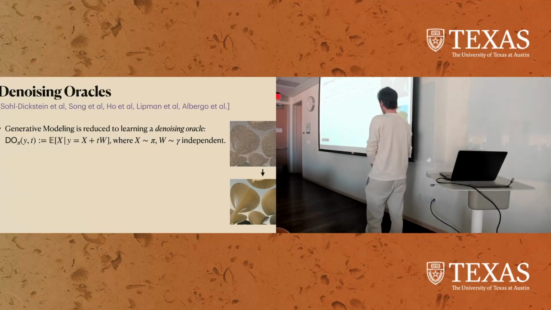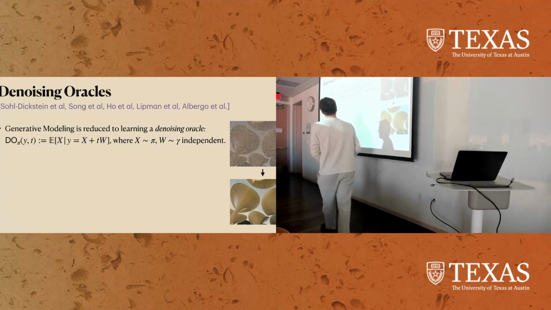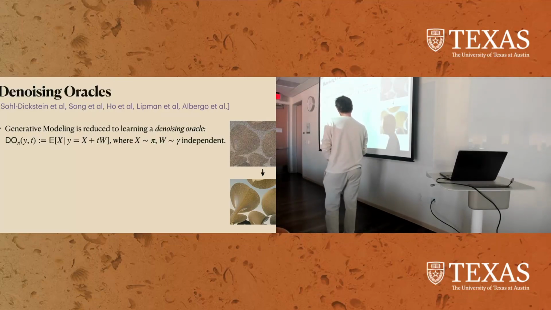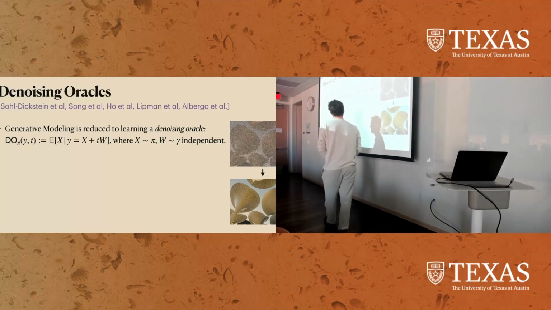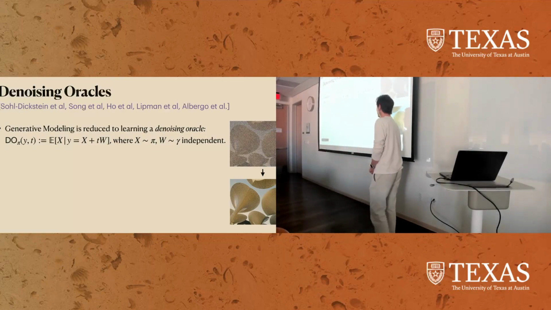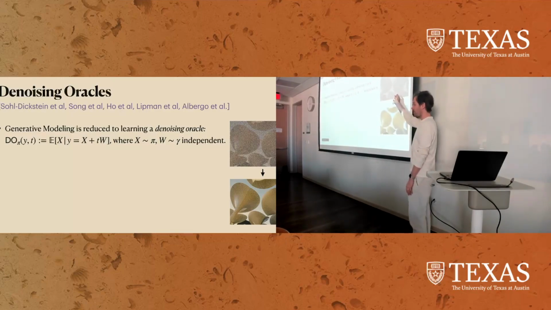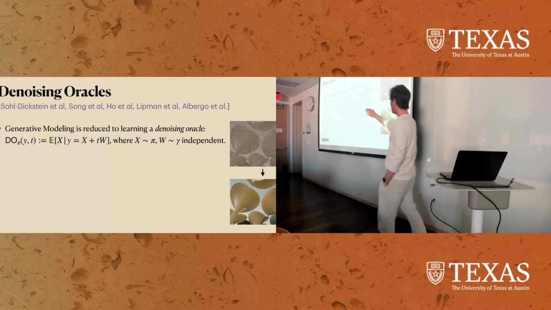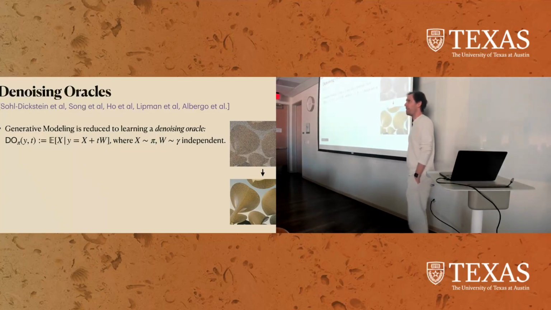The point of generative modeling in this framework is to learn a function, a mapping, that is going to take some noisy observation of my data and try to predict the posterior mean. Okay, so given some noisy observation, try to give the best possible estimate of the clean image. This mapping is parameterized by two things: the input noisy observation y and t, which is the noise level.